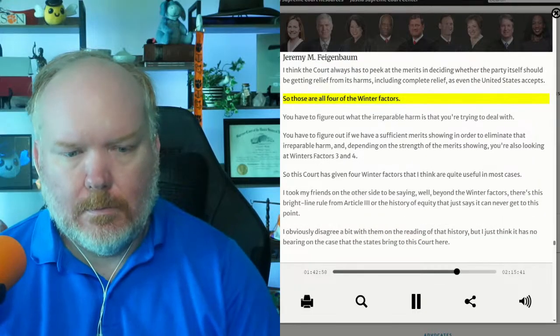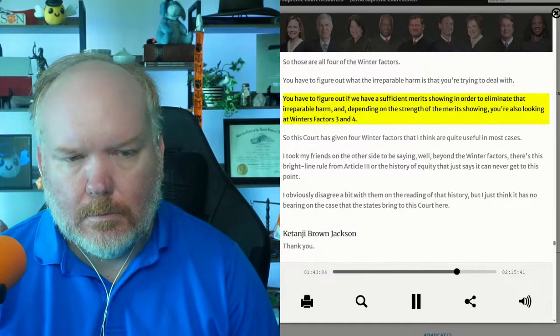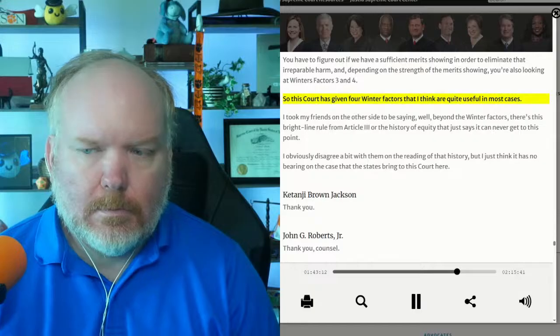So those are all four of the Winter factors. You have to figure out what the irreparable harm is that you're trying to deal with. You have to figure out if we have a sufficient merits showing in order to eliminate that irreparable harm. And depending on the strength of the merits showing, you're also looking at Winter factors 3 and 4. So this court has given 4 Winter factors that I think are quite useful in most cases.